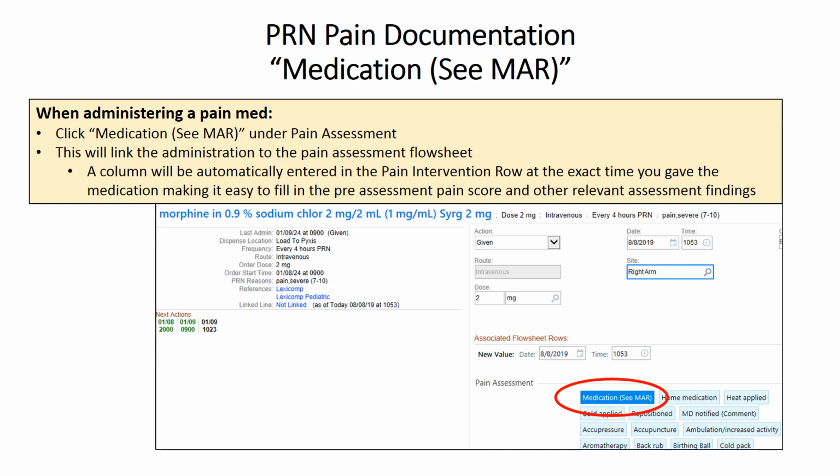When administering pain meds, click medication CMAR under pain assessment. This will link the administration to the pain assessment in the flow sheet, and a column will automatically be entered into the pain intervention row at the exact time that you gave the medication, which makes it easy to fill out the pre-assessment pain score and other relevant assessment findings.